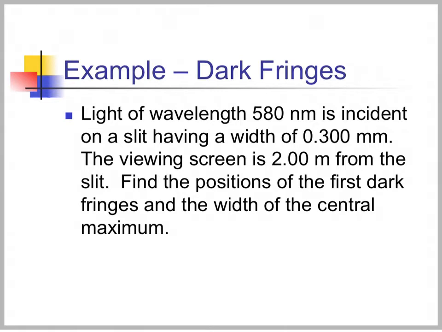So let's look at an example. Light of wavelength 580 nanometers is incident on a slit having a width of 0.3 millimeters. The viewing screen is 2 meters from the slit. Find the positions of the first dark fringes and the width of the central maximum.